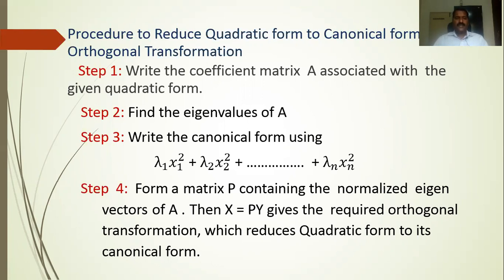So, what's the procedure? Given a quadratic, we'll write the matrix of the quadratic Q. We choose it as a symmetric matrix, right? Then find the eigenvalues of A. Then we know that the eigenvalues will go as the coefficients in the required canonical form. Then by looking into the canonical form, we can come to a conclusion about the nature of the quadratic form and the definiteness of the quadratic form, right?